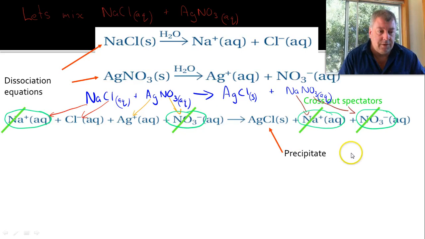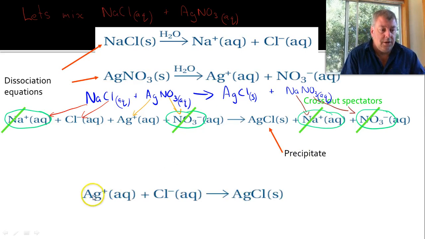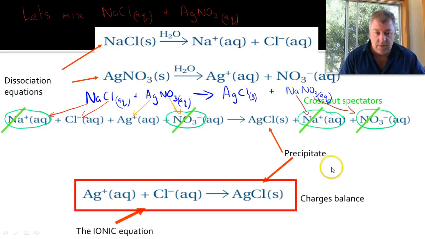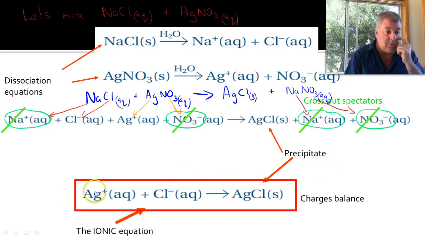What are we then left with? We're just left with the two ions that go to form the precipitate, and that would be our ionic equation. Now notice the charges balance. What do you mean by the charges balance? Well, here we have plus 1 plus minus 1, 0. What charge do we have here? 0. So the charges balance. And this is what we would call the ionic equation.